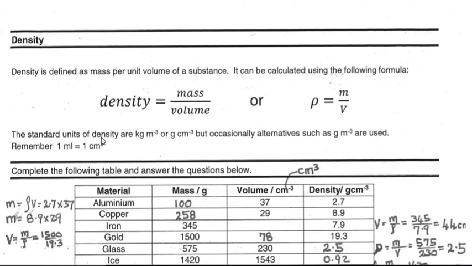The standard units of density are kilograms per metre cubed or grams per centimetre cubed, but occasionally alternatives such as grams per metre cubed are used. The SI unit is this one, kilograms per metre cubed.